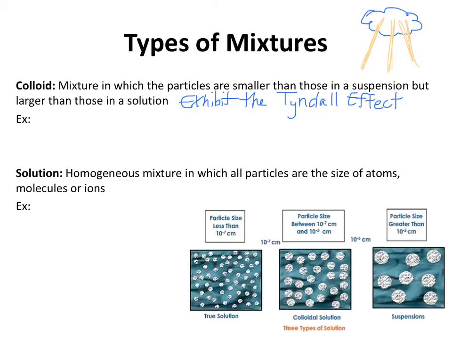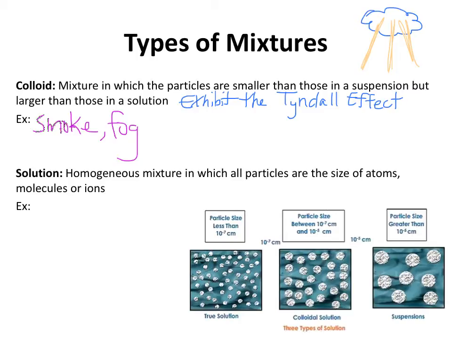So, for example, something like smoke or fog would be a colloid.